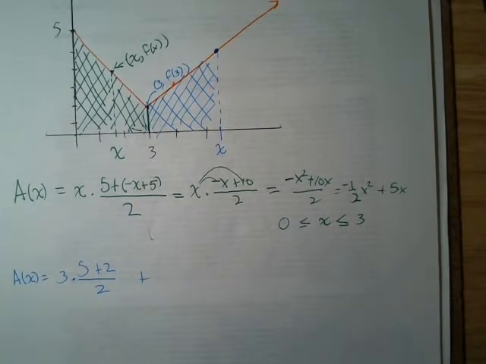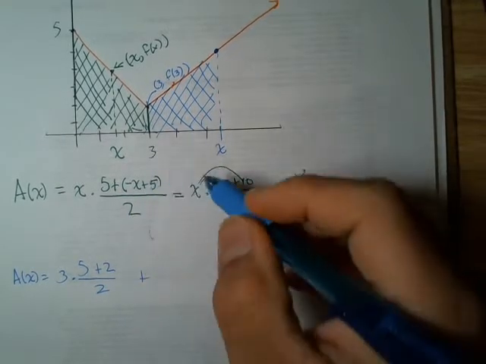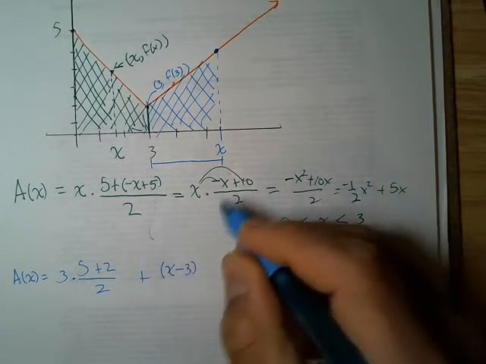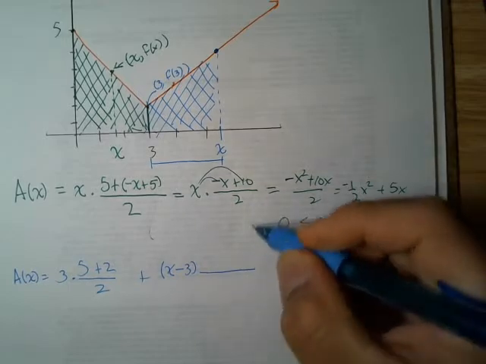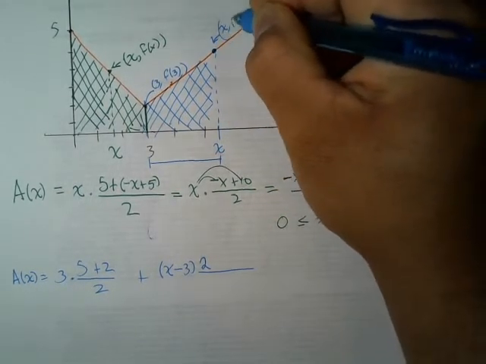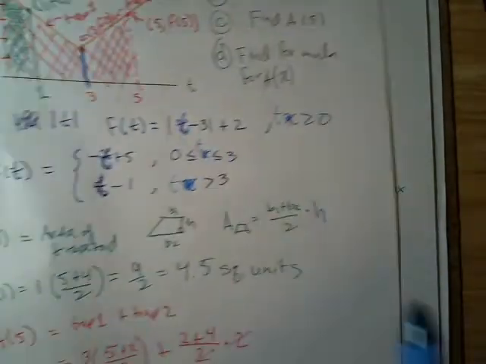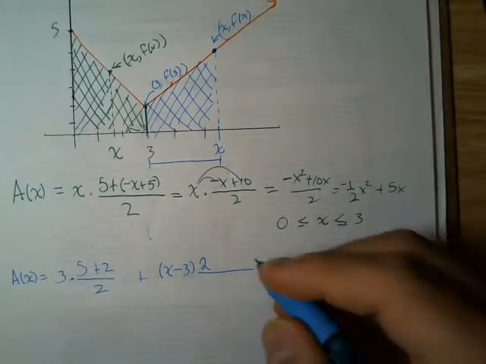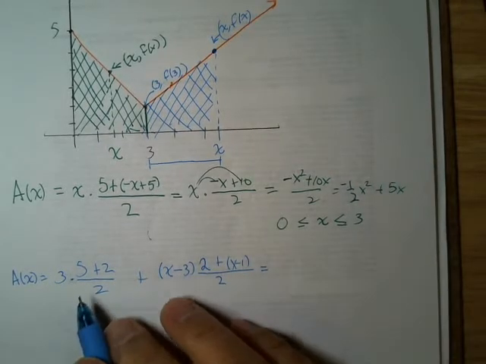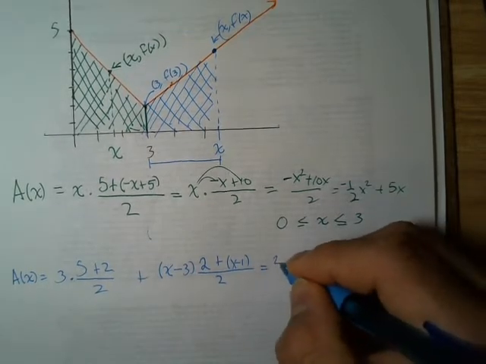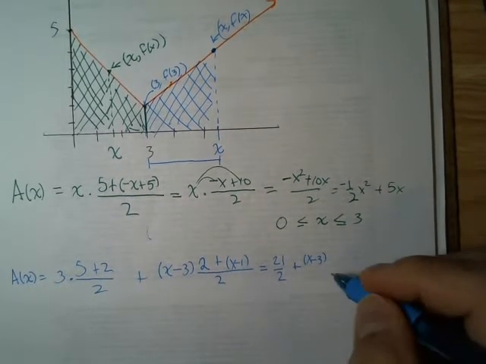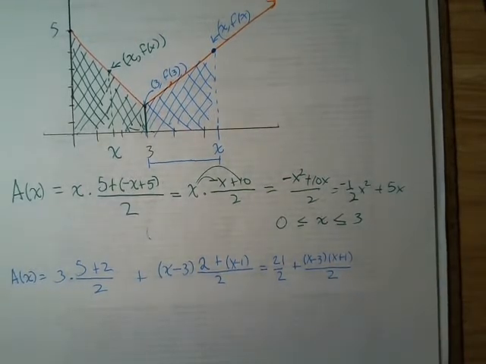And then adding to that, let's be careful here. What would be the height here? It's not x. It'll be the difference between x and 3, so the height would be x minus 3. One of the bases is 2, and the other base is the distance here, which is f of x. Now notice it's larger than 3, so coming over here, it'll be this part, x minus 1. If we do a little simplifying here, we get 21 over 2, plus x minus 3 times x plus 1 over 2.